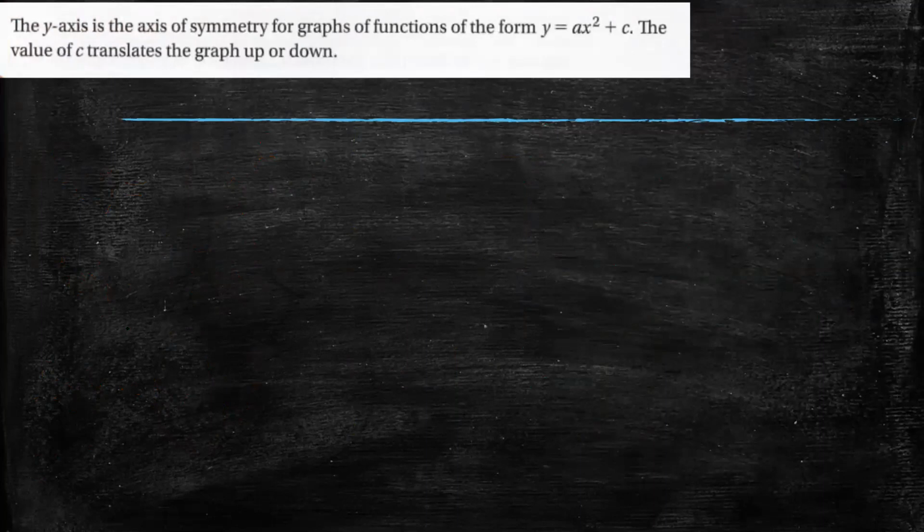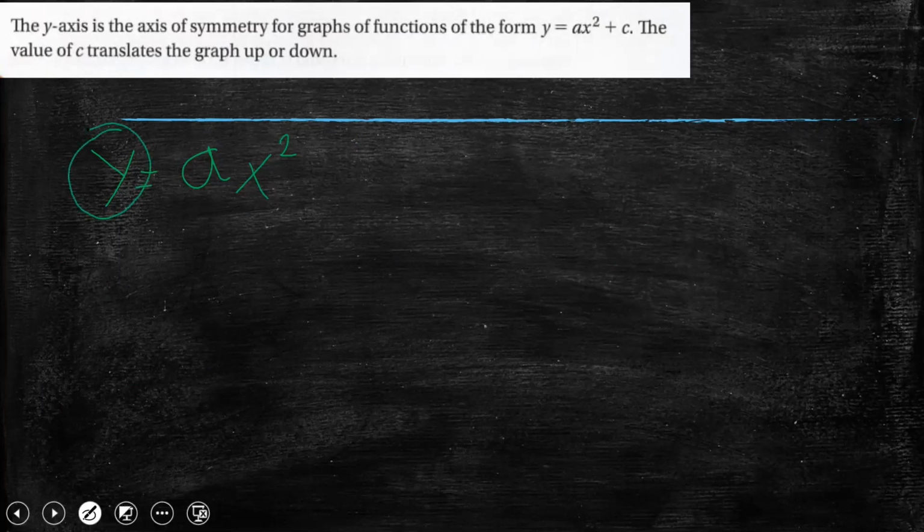Now, the y-axis is the axis of symmetry of the graphs for functions of the form y equals ax squared plus c. Before that, I told you that if you have y equals a, where a is a number, a coefficient, times x squared, meaning you start with y, then the axis of symmetry is the y-axis. So if you see this function, if you start with y, that means this is the axis of symmetry. And we also talk about a.